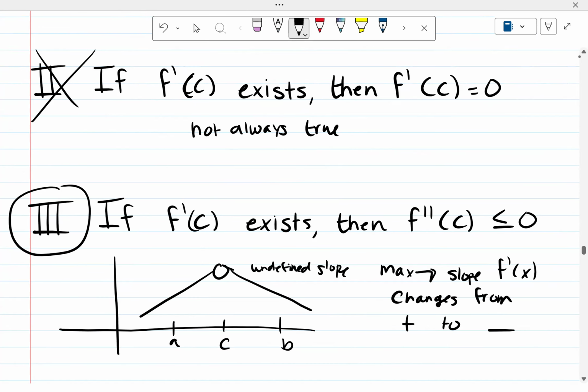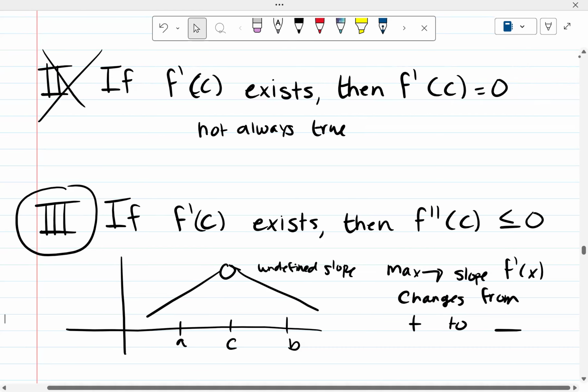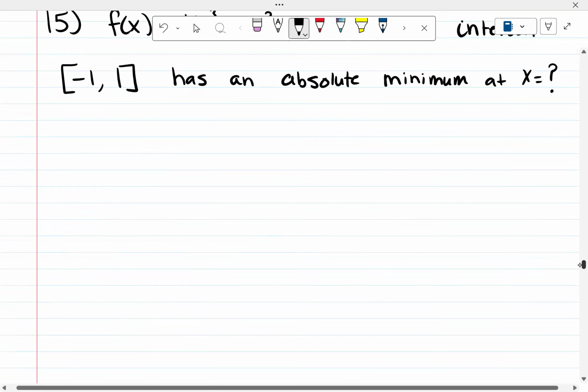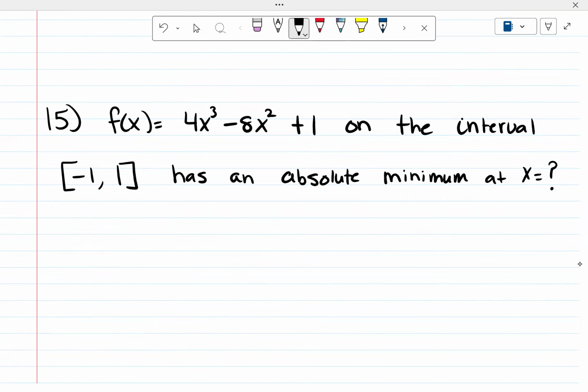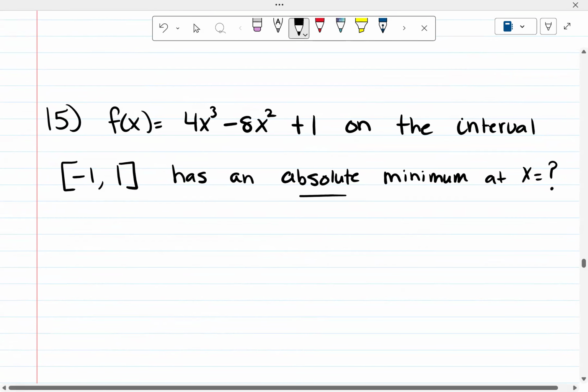Okay, 15. Okay, 15 says if f of x equals 4x cubed minus 8x squared plus 1 on the interval -1 to 1 has an absolute value at the x value of what? Okay, so they're asking for absolute values, so we got to make that table, and we're going from -1 to 1, so these are both x's.